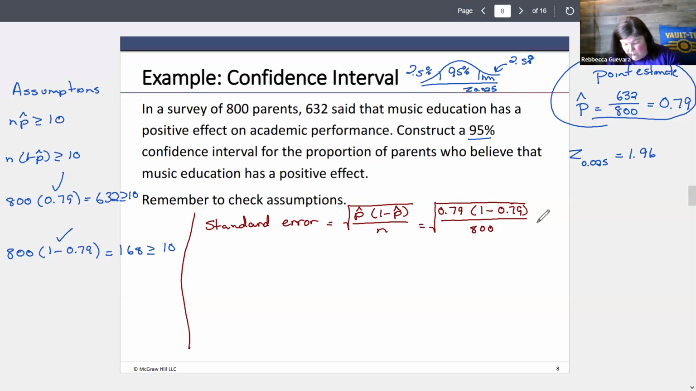Okay, so 0.79 times 1 minus 0.79 divided by 800. And if I take the square root of all of that, that is going to give me approximately 0.0144. So round out that far.